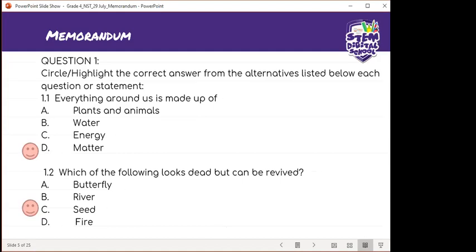So a butterfly, if it's dead, it is dead. A river, nope. And then a fire, nope. But a seed, yes, because if it looks dead, then we can plant it and it can go into a living thing again. All right, thank you, Adeline, there in the group. Malik, you did not miss much.